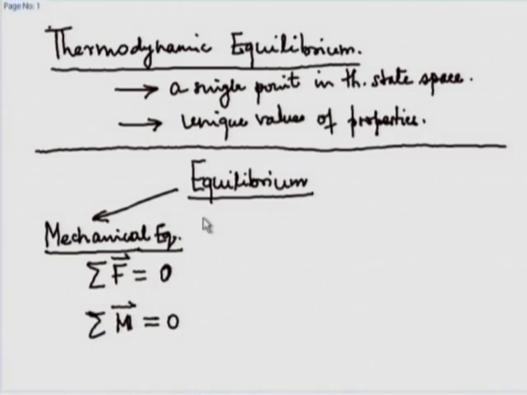Remember that mechanical equilibrium is not as strict as thermodynamic equilibrium, because a particle in mechanical equilibrium with no force acting on it can still be moving at a uniform velocity. And if you say that its position is a significant variable, then the position is changing, the state of that system is changing. So, from that point of view, mechanical equilibrium is not as strict as thermodynamic equilibrium. Then we have chemical equilibrium.